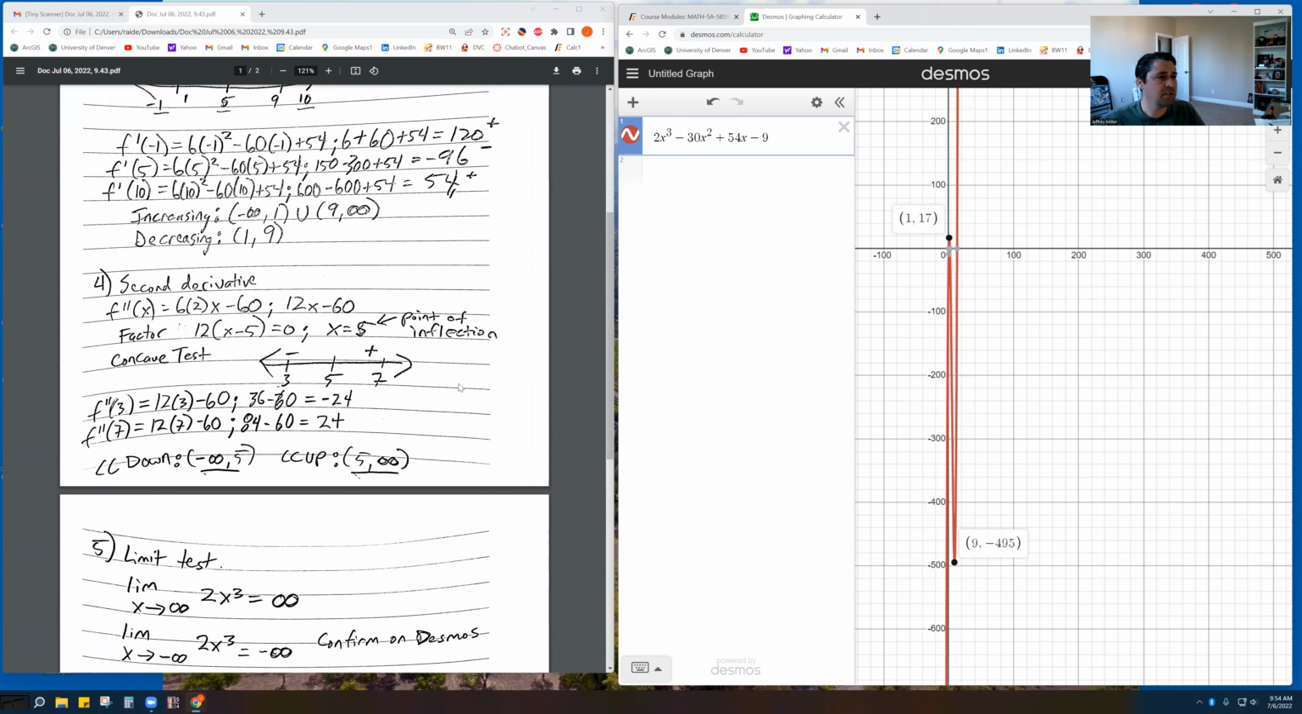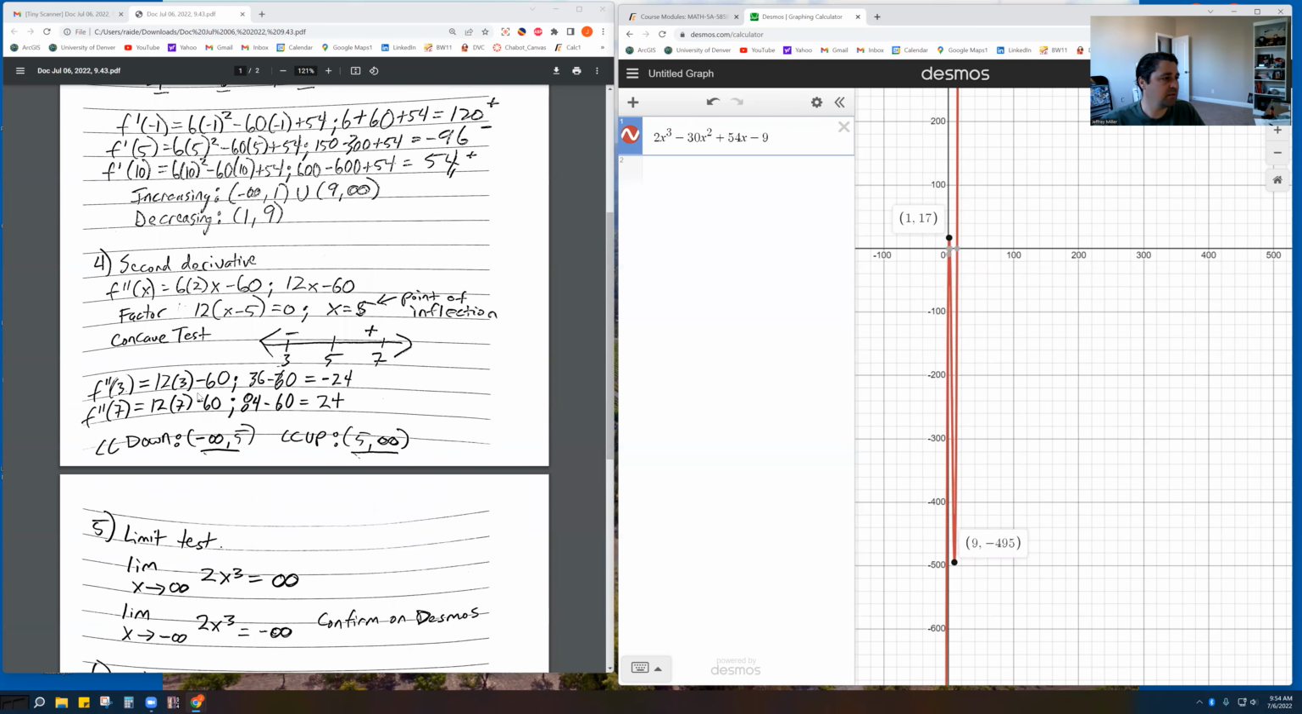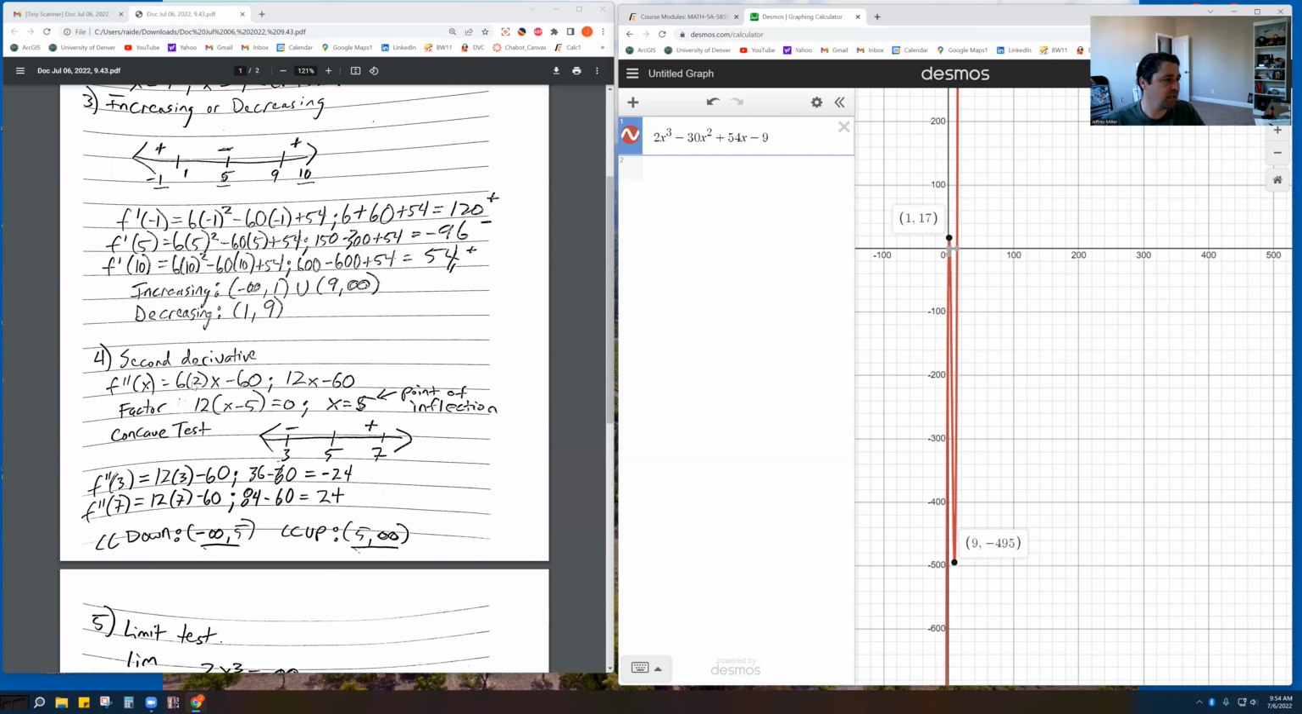Next we're going to look at the second derivative and determine what that is. Pulling down the 2, and also pulling down the 1, which comes out to -60, the second derivative ends up being 12x - 60. We can factor the 12 out, giving us 12(x - 5), and put that equal to 0. We end up with a point of inflection at x = 5.